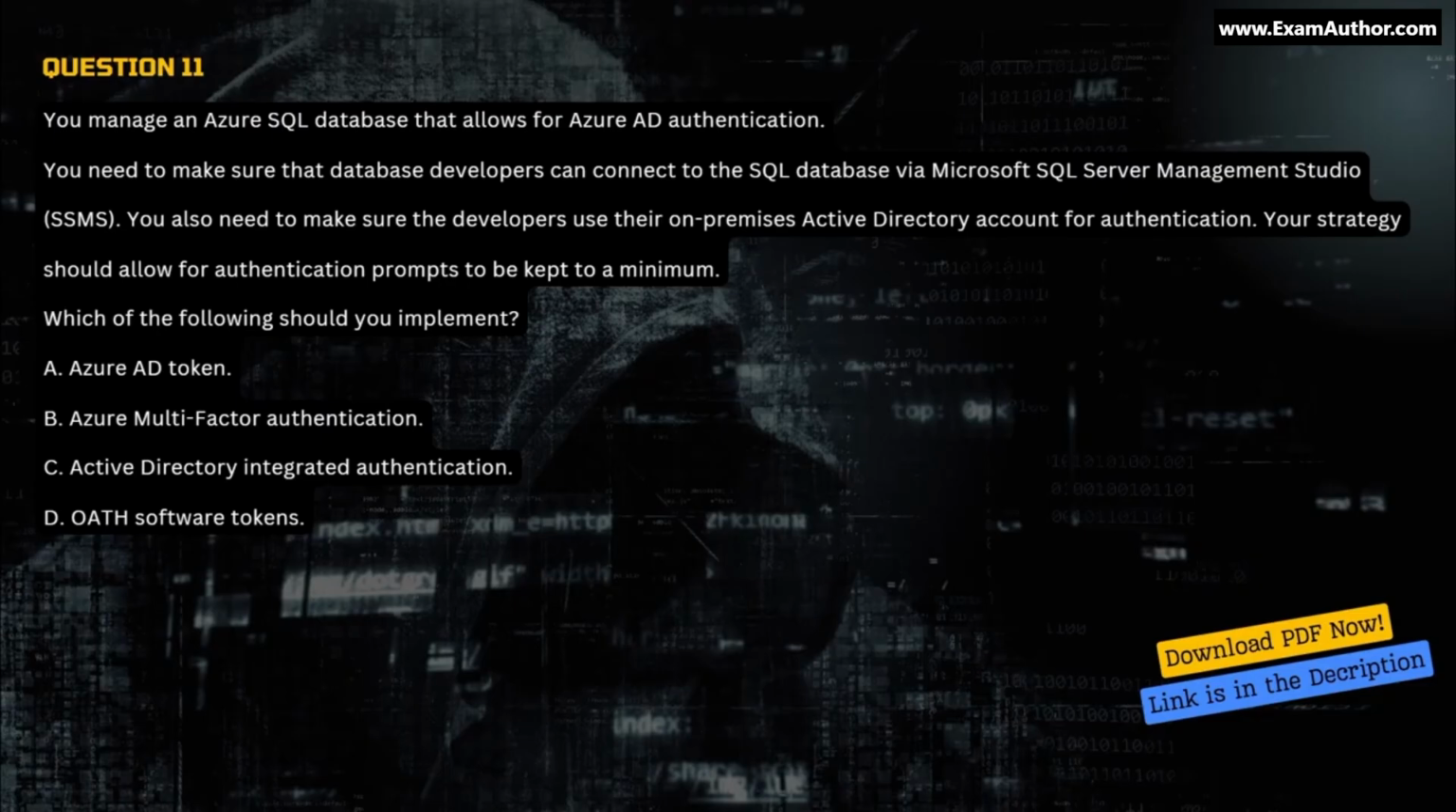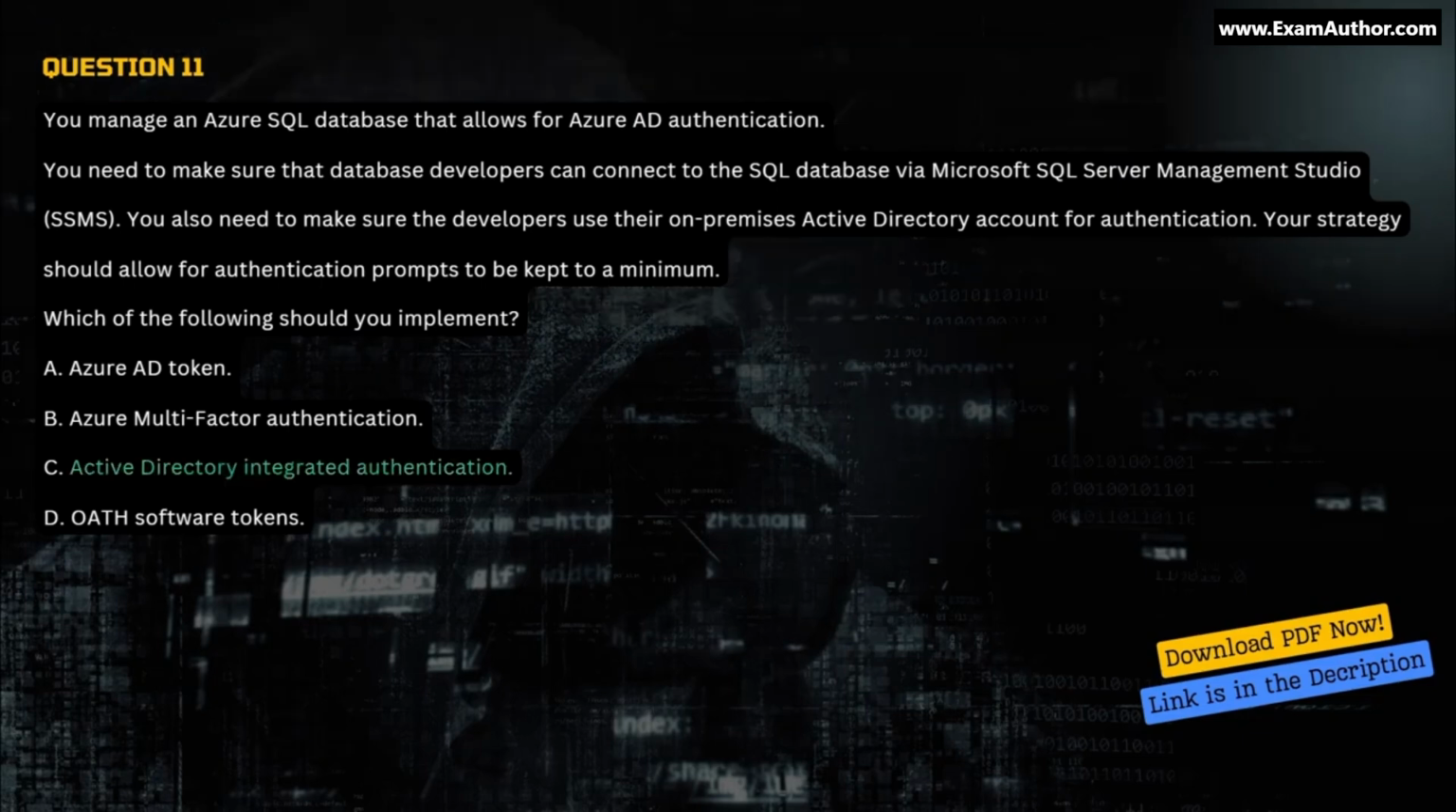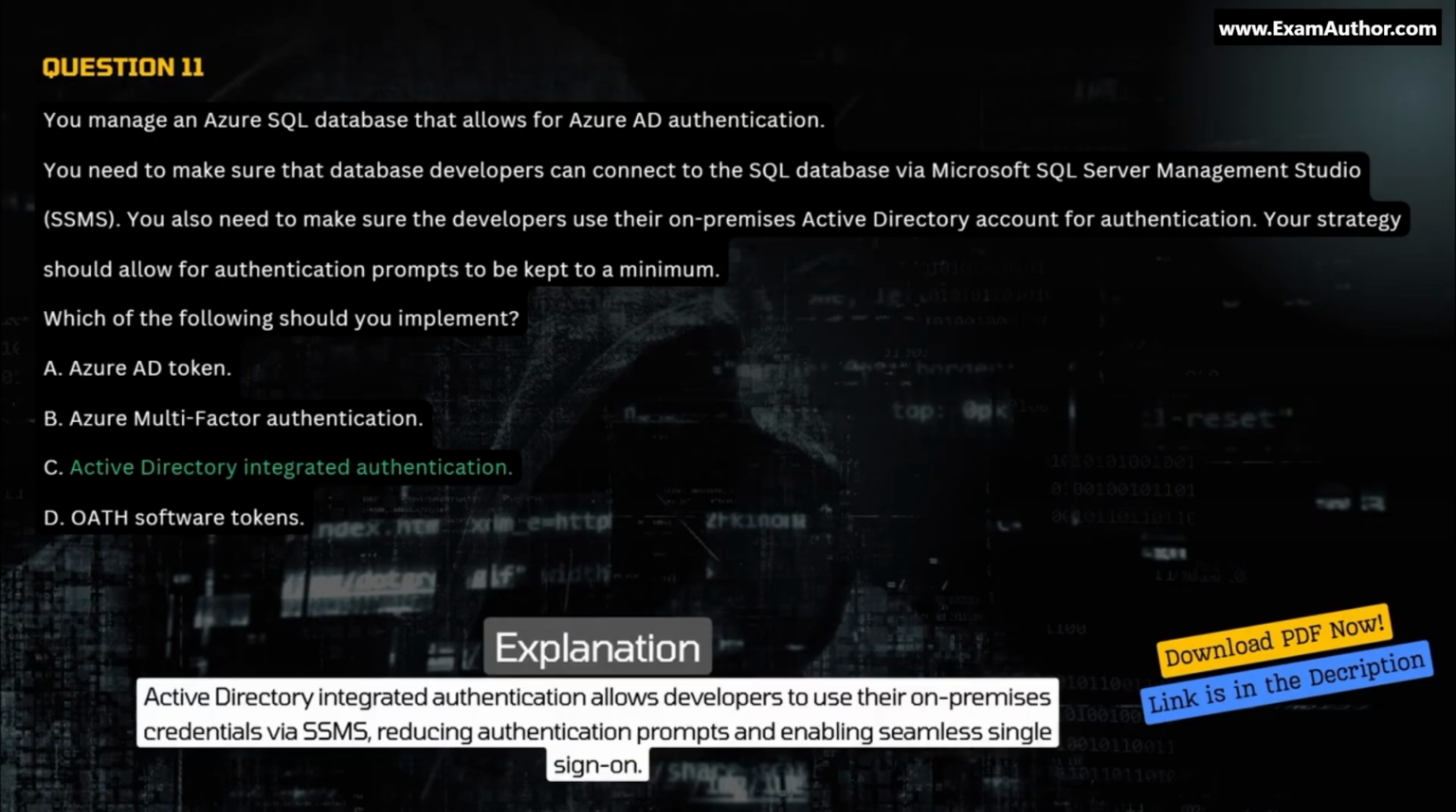Which of the following should you implement? A. Azure AD Token. B. Azure Multi-Factor Authentication. C. Active Directory Integrated Authentication. D. OAuth Software Tokens. Correct answer, C. Active Directory Integrated Authentication. Explanation. Active Directory Integrated Authentication allows developers to use their on-premises credentials via SSMS, reducing authentication prompts and enabling seamless single sign-on.